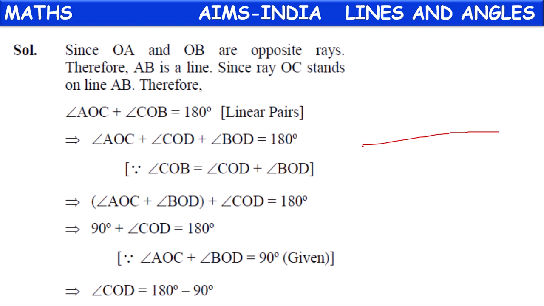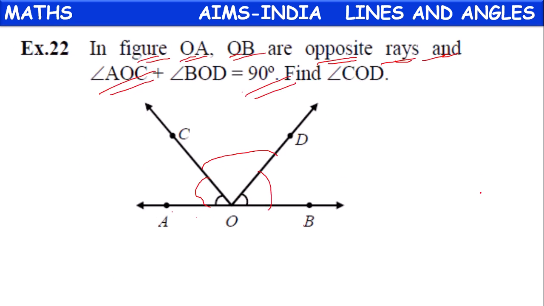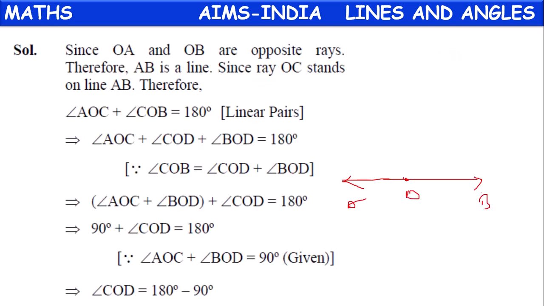So this is O, this is A, this is B, this is C, and this is D. So what have they given? OA and OB are opposite rays, so therefore AB is a line. OC stands on AB.